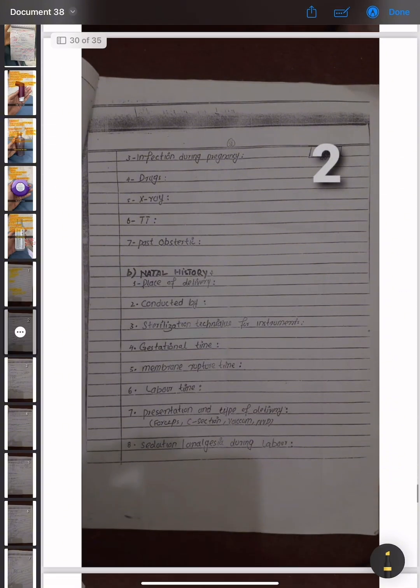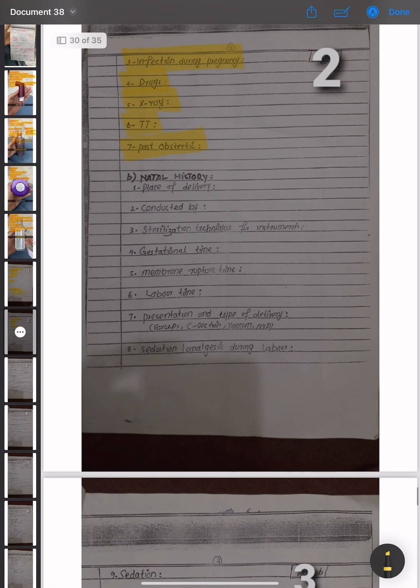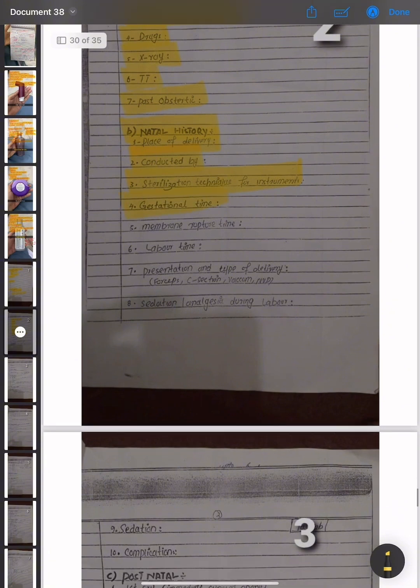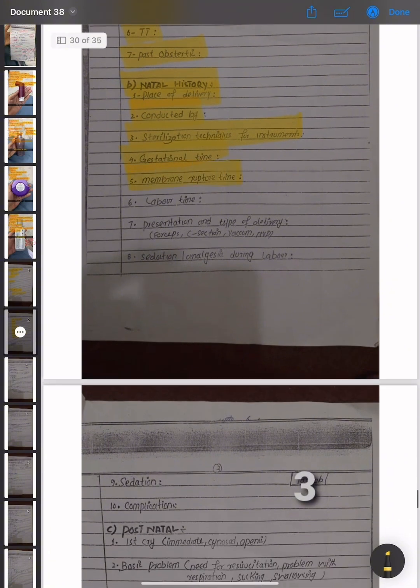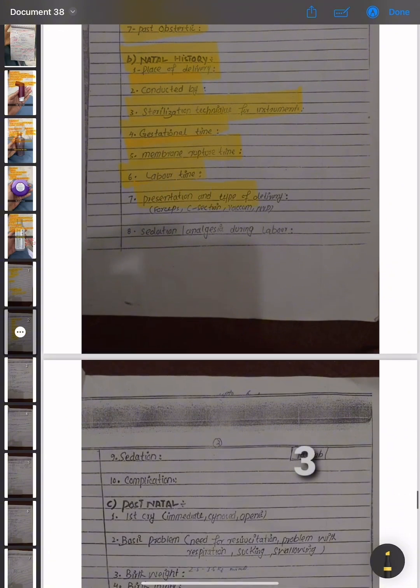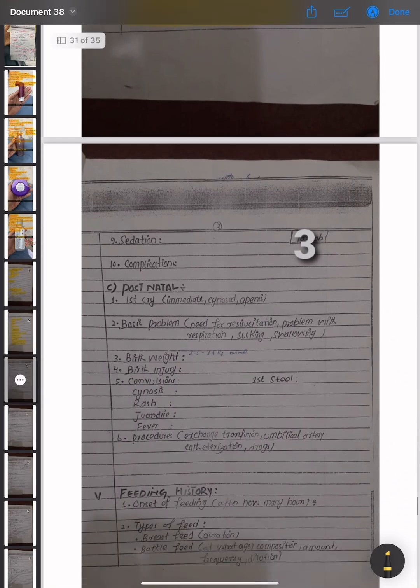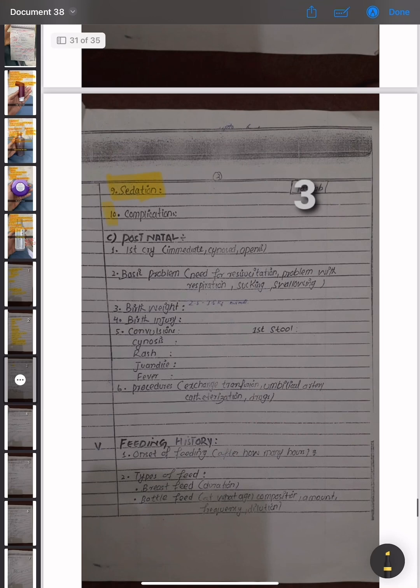Antenatal history of the mother is asked, the health and nutrition is asked, the illness during pregnancy is asked, the infection during pregnancy, the drugs used, the x-ray, the tetanus vaccine, and the past obstetric history. Then we will ask about the natal history, about the place of delivery conducted by, sterilization technique for instruments, what is the gestational time, the membrane rupture time, the labor time, then presentation and type of the delivery, and then sedation or analgesia is used in the labor or not, and then the complication.